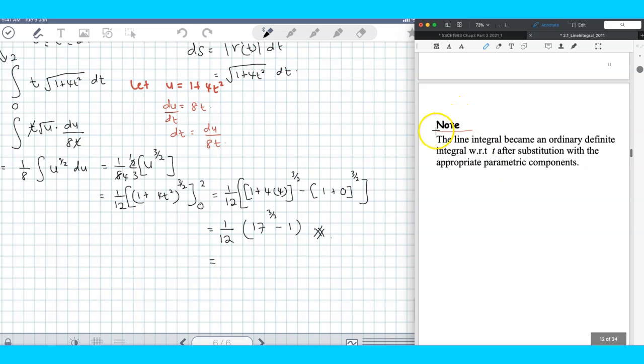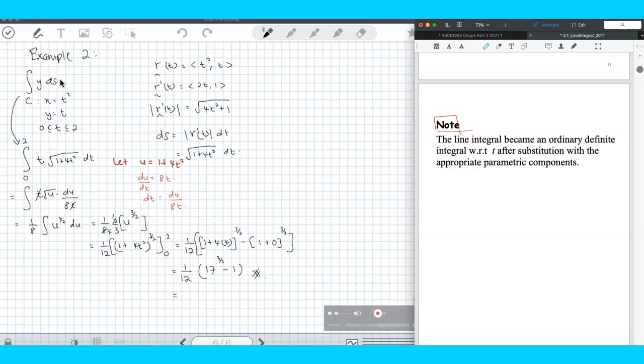Okay, so here is the thing that you have to take note of. If you realize, when we have the line integral here, after some steps it became an ordinary definite integral, by using the appropriate parametric component, where we just use r(t).